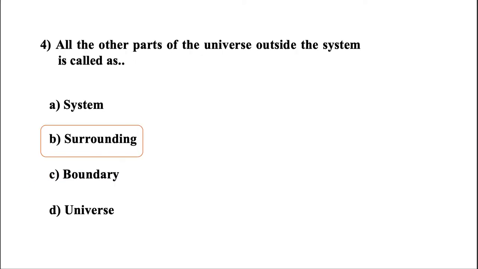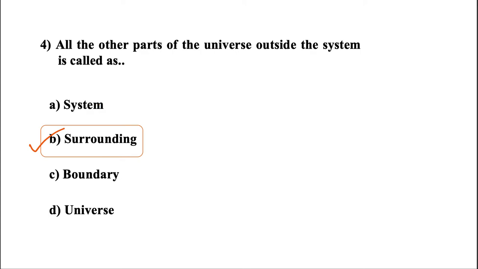Next, all the other parts of the universe outside the system are known as surroundings. Okay, this is the part which we are not interested in. We are interested in the system. Everything else is known as the surroundings.